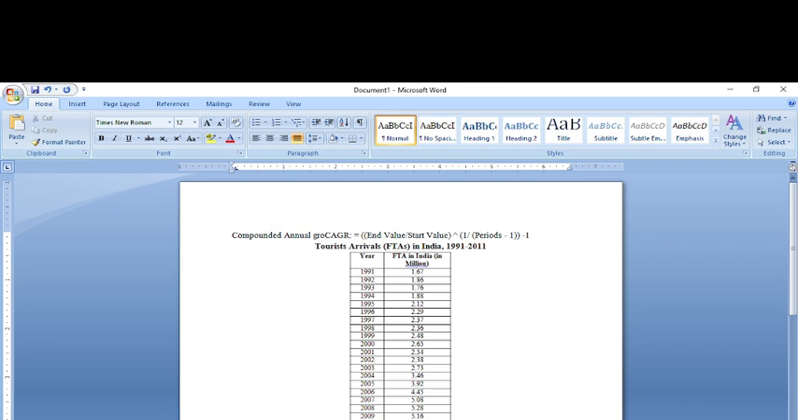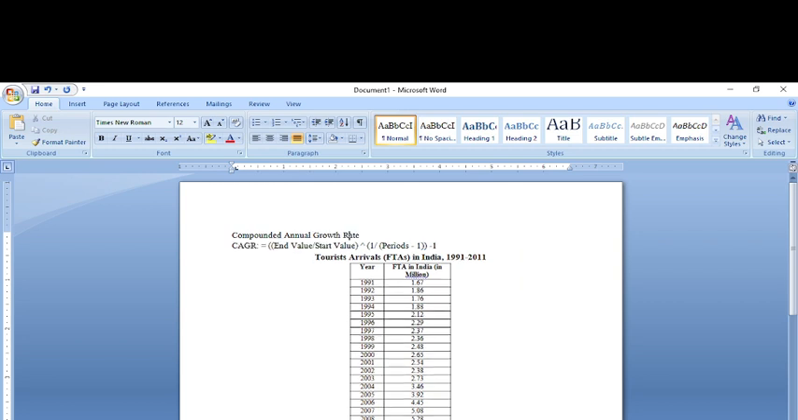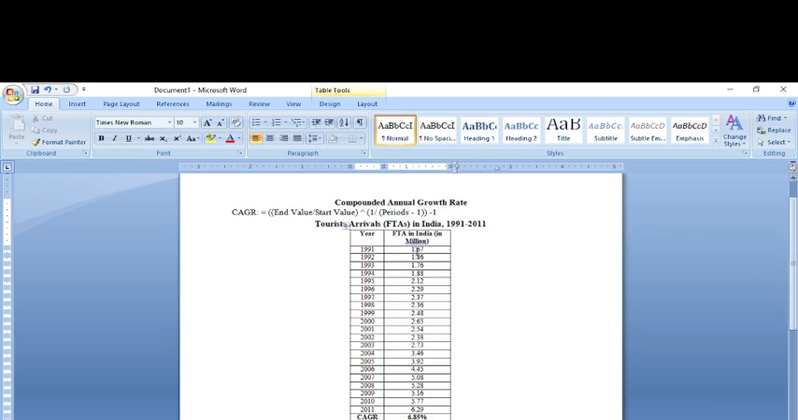CAGR works when we have data and we want to see the growth over a period of time. So there a simple percentage won't work. In that case, you have to apply compound annual growth rate where I have many years. So the formula is end value divided by start value, raised to the power 1 divided by the period, minus 1. So this is the formula that we have.